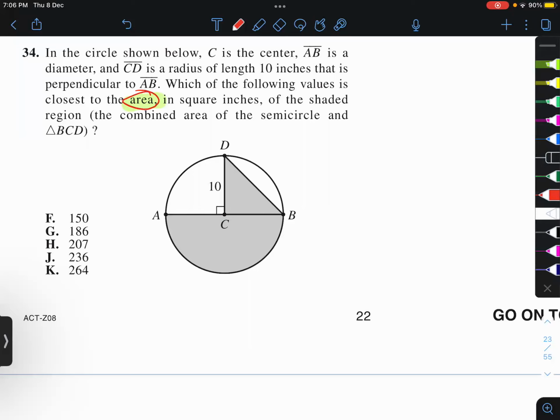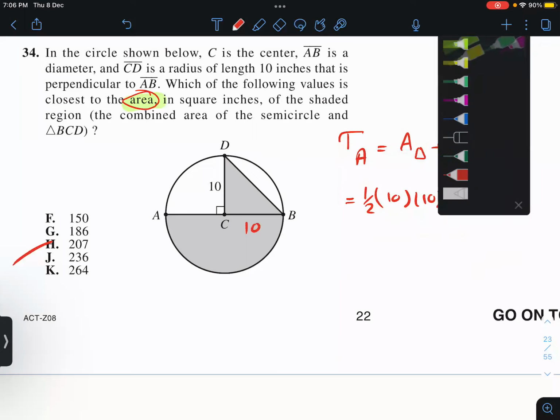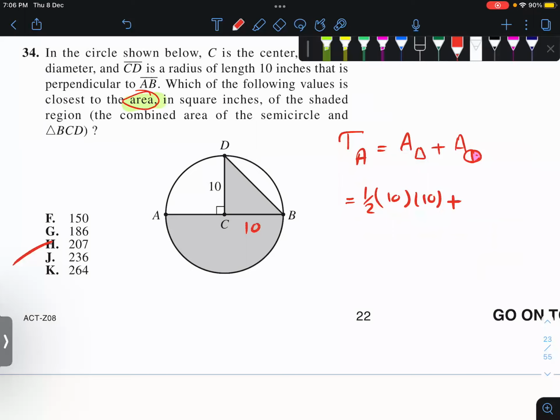Is it H? Yeah, correct. Question 34 is H. How? What's the area of the triangle? The total area is equal to the area of the triangle plus the area of the semicircle. Okay, half circle. That's why the area of the triangle is half times base, which is the diameter. The radius is 10 also. So 10 times 10. And plus the area of the semicircle, which is pi r squared over 2.